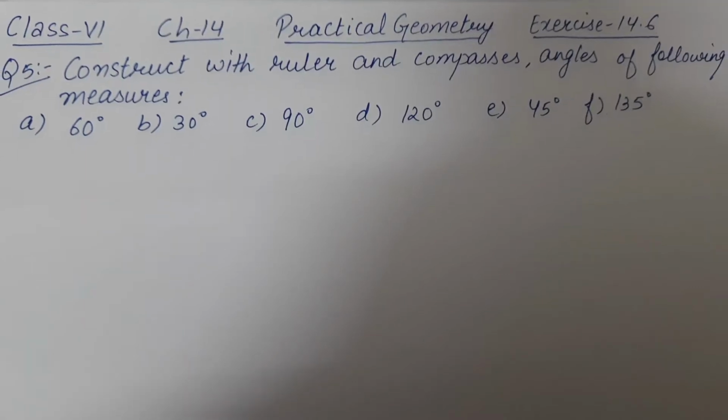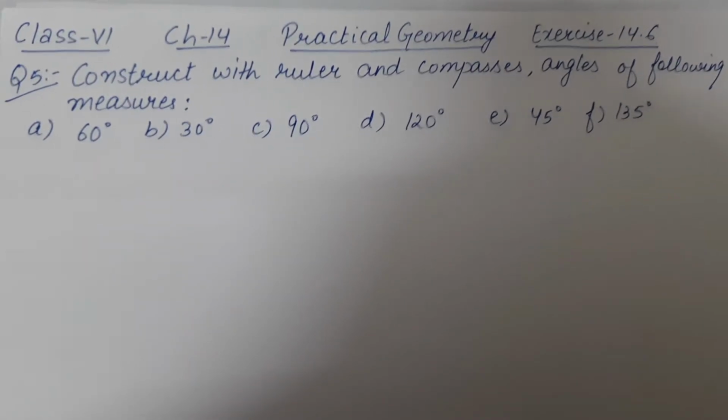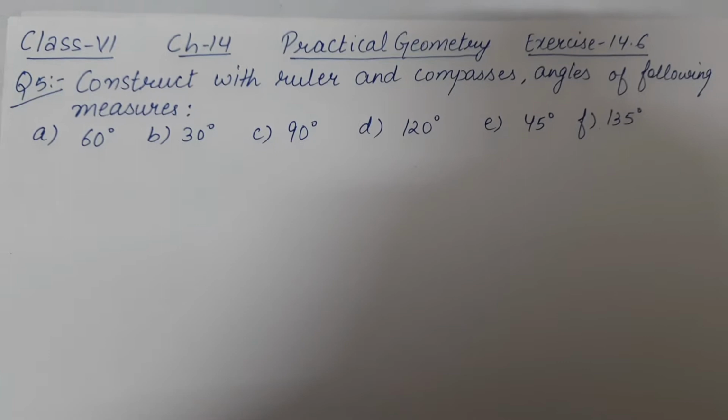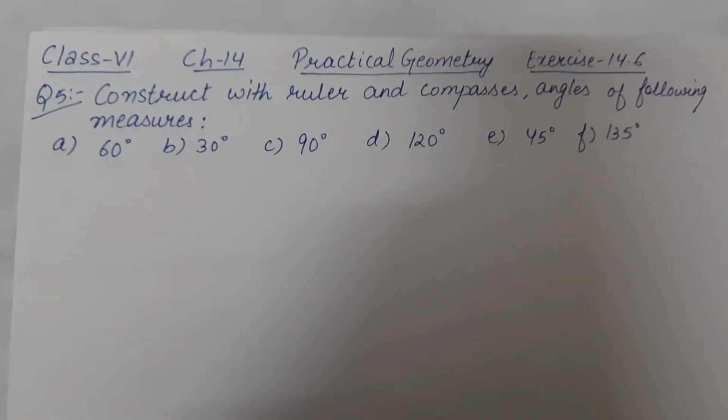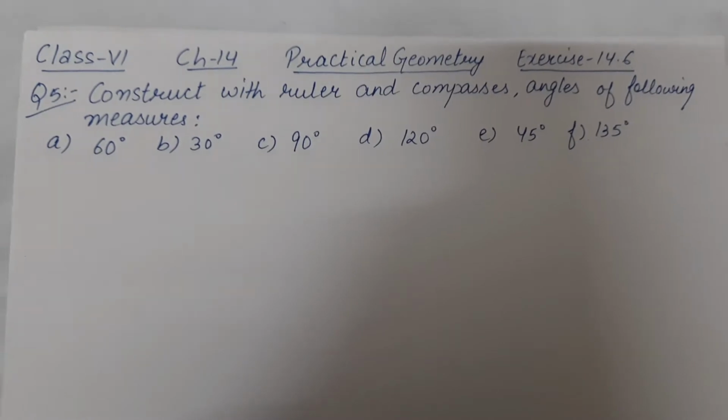Let's start question number 5 of exercise 14.6. Question is construct with ruler and compass angles of following measure. We have to construct the angles of these measures with the help of ruler and compass.